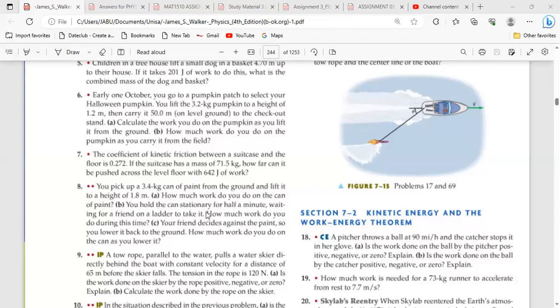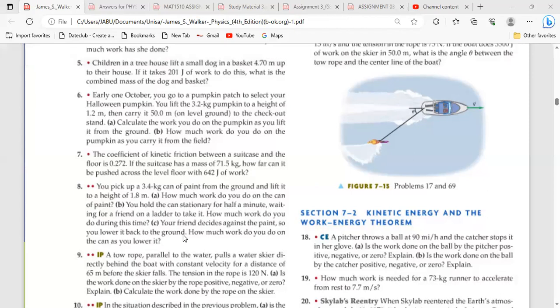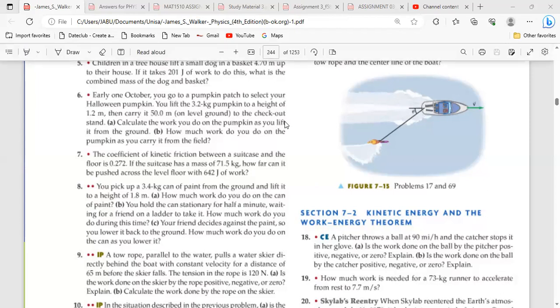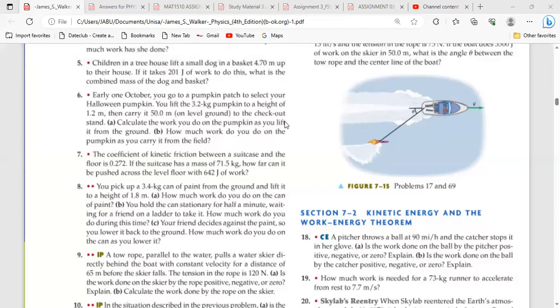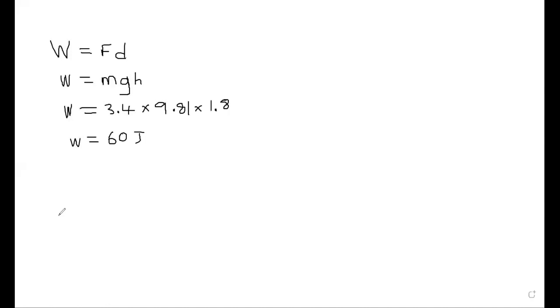B, you hold the can stationary for half a minute, waiting for a friend on a ladder to take it. How much work do you do during this time? There's no movement, there's no force there. Everything is balanced when you're holding it like that. So the work done there is 0. No need for calculations, right? The work done for B is just 0.